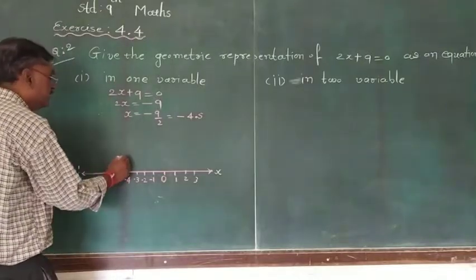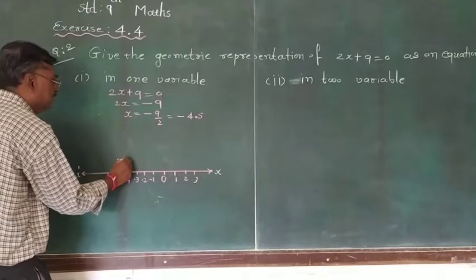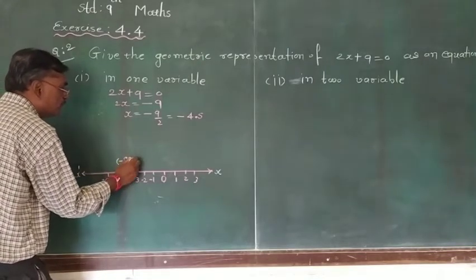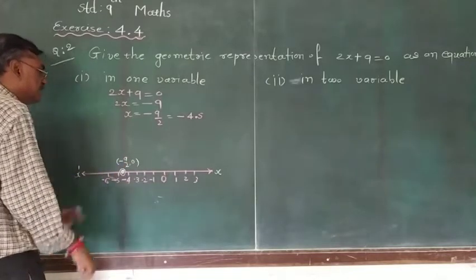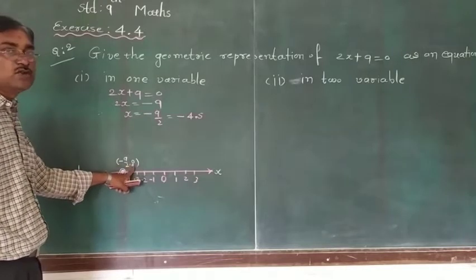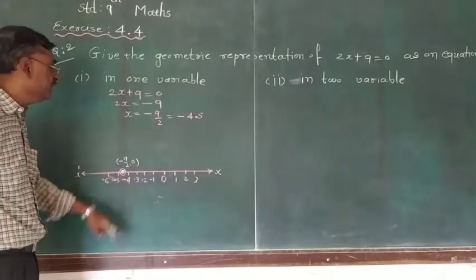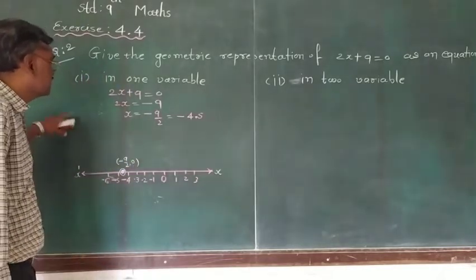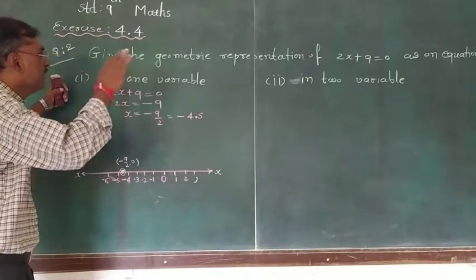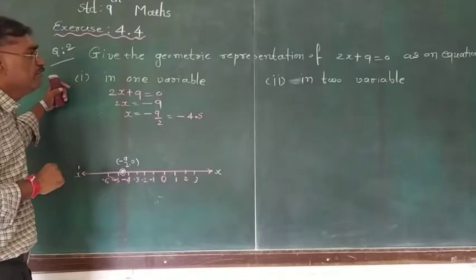We need not draw the y-axis because it is only x in one variable. So this point is minus 9 upon 2, 0. On the x-axis it is minus 9 upon 2, and the y-axis is not given, so the y coordinate will be 0. So this is the representation of the linear equation in one variable.